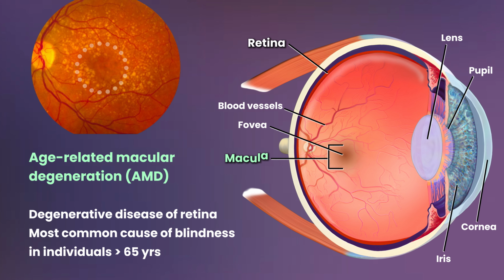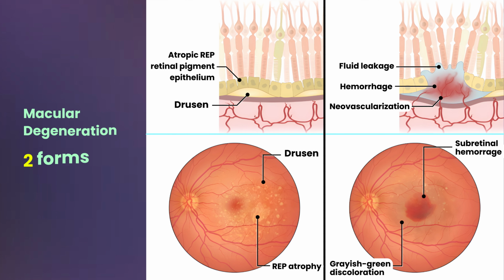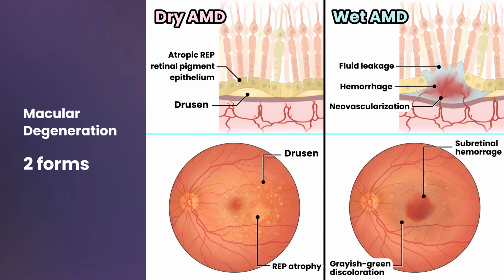Age-related macular degeneration is a degenerative disease of the retina and represents the most common cause of blindness in individuals older than 65 years in developed countries. It is classified into two major forms, dry AMD and wet AMD.